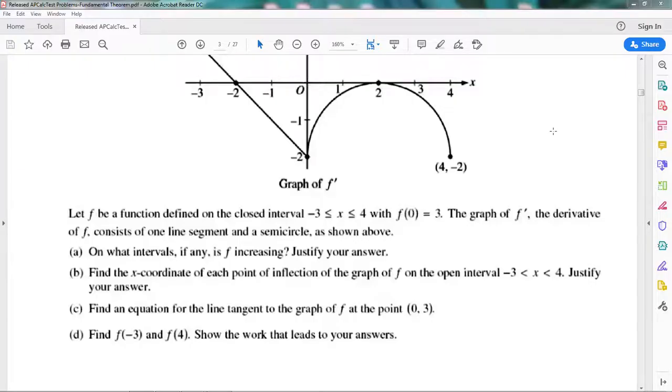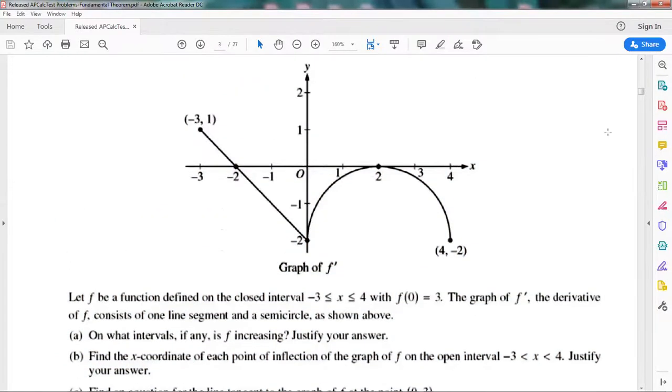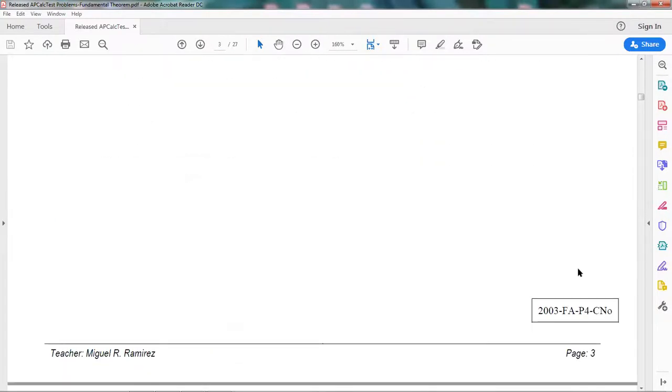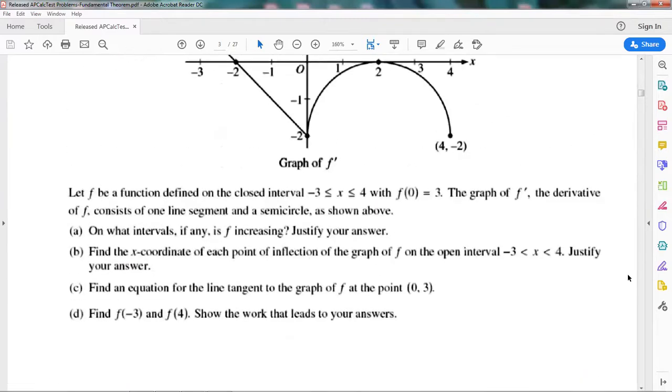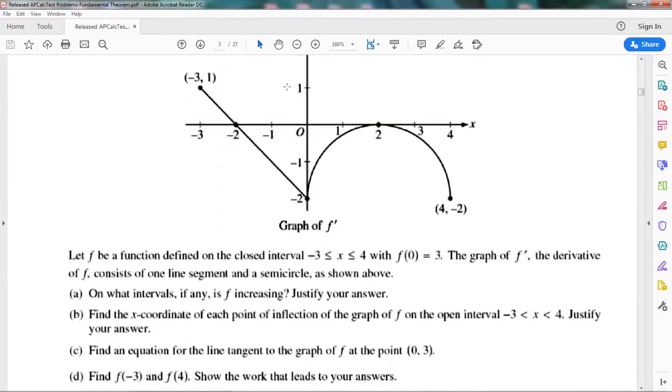Okay. This is the screen I want to share with you. This is the problem in your binder, the problem released in 2003. There's no calculator. And again, you have a graph of a function, and this function is the derivative of another function. So this is not the function f, it's f prime. You can see here at the bottom of the graph. Using the information right here, we have to answer the 4 questions next.